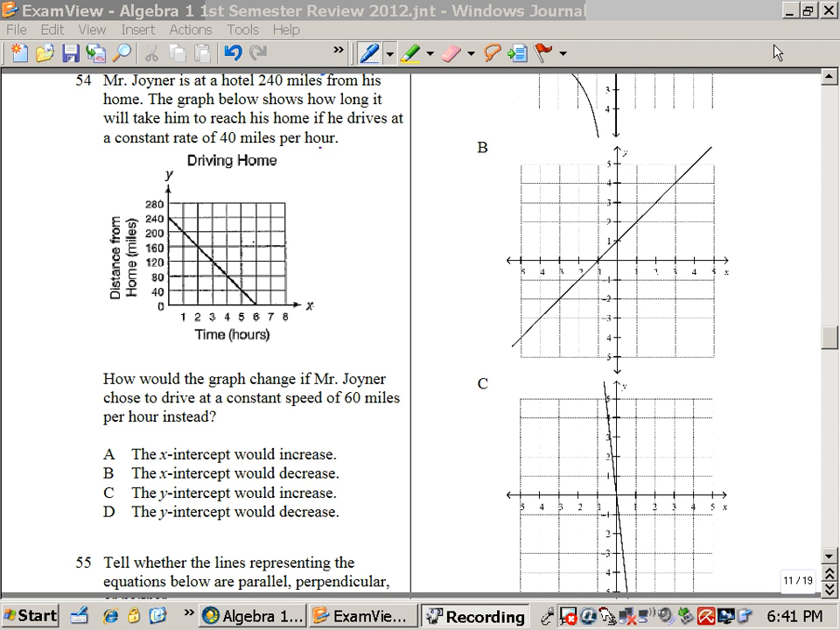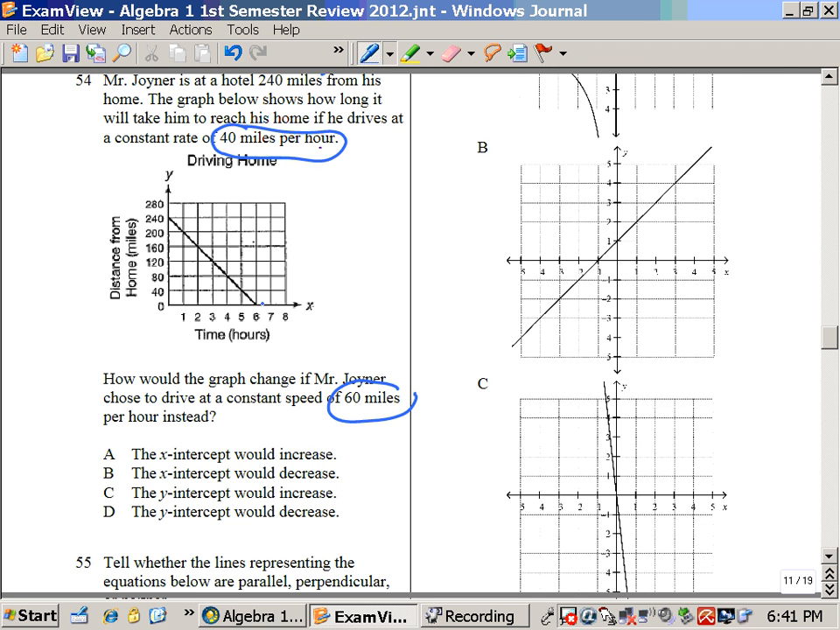All right, on 54, we are going to change up how fast we're going and then discuss how that changes the x-intercept. Well, if he's going 40 miles an hour to begin with, and he increases it to 60, it's going to take less time. So the x-intercept is going to actually decrease to the left. So the x-intercept decreasing is B.